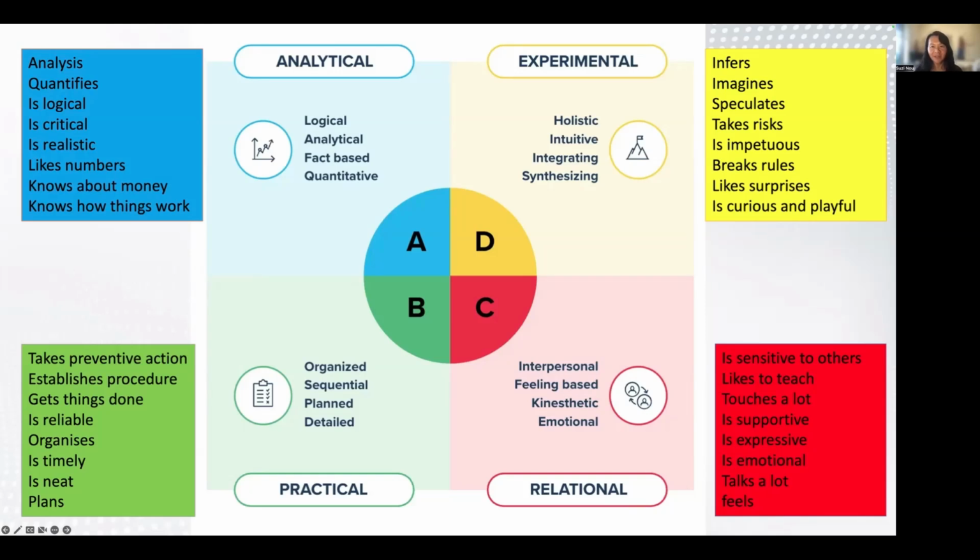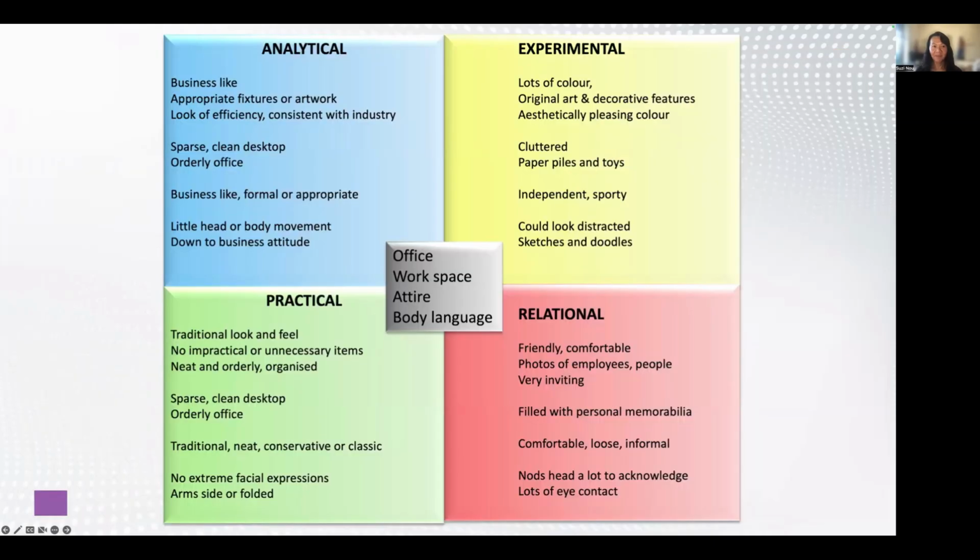They can pull facts, they can infer, they make second guesses about things, they can speculate, they can be a bit of a risk taker, a rule breaker, a bit impatient, a bit impetuous. They do like surprises, and they can be curious and playful. I'm hoping this is building a picture of that dominant thinking model, and maybe one of these is speaking to you a bit more. Moving on to how this might look in your workplace.